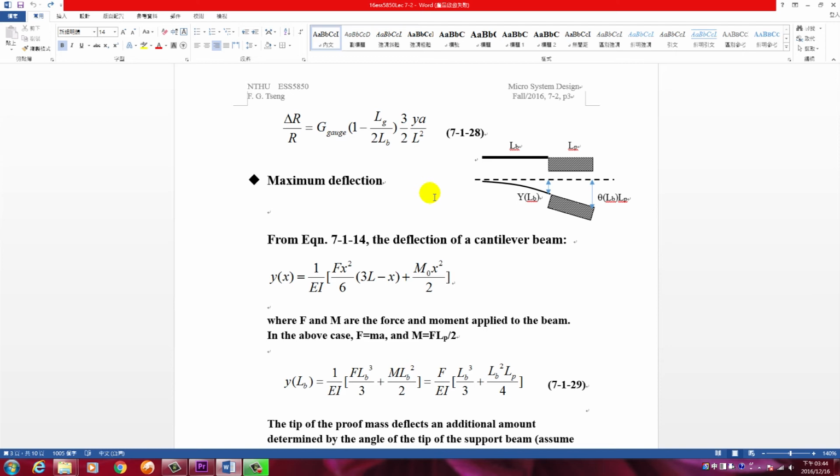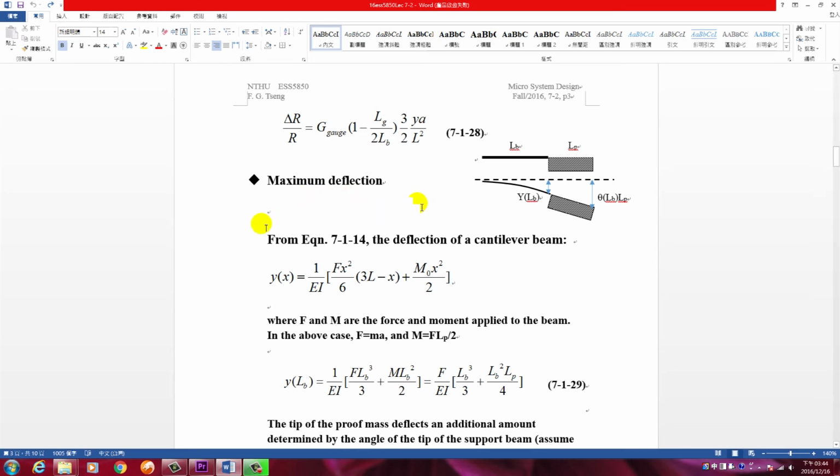Okay? Now, after you understand the signal output, we consider the next topic, the deflection of the beam. Previously, we just considered the beam itself. Now we connect the proof mass back into the whole system. Here we assume the proof mass won't change the structure. Only the beam will deflect. The proof mass won't, because it's thicker.